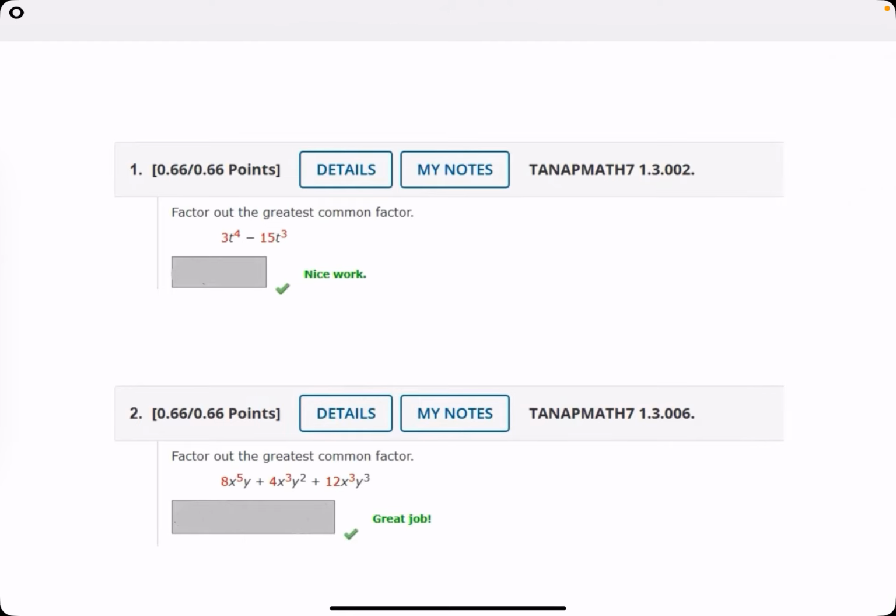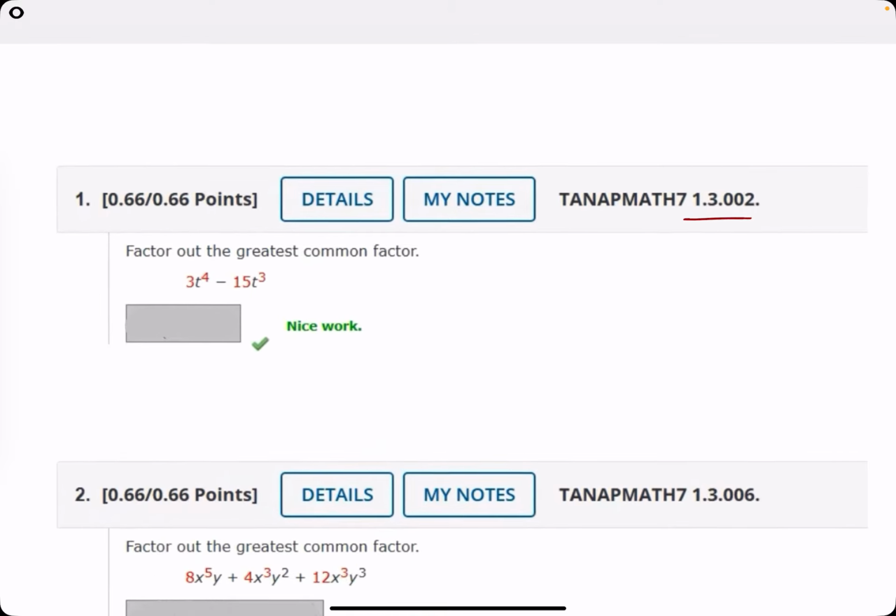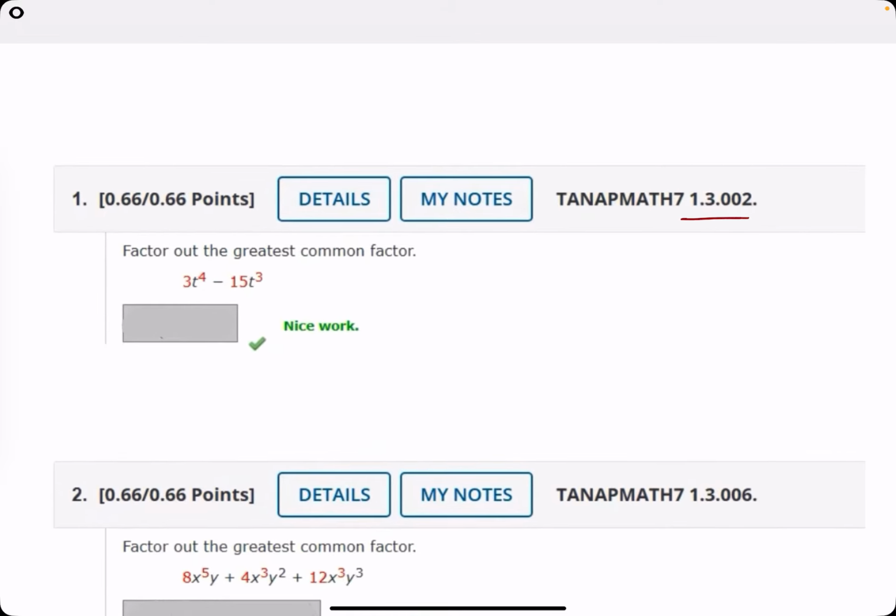Okie dokie, in this video we're going to knock out WebAssign 1.3. Number 1, factor out the greatest common factor. So the question is, what factor can we pull out of 3t to the fourth and 15t cubed? What do they have in common, in other words?